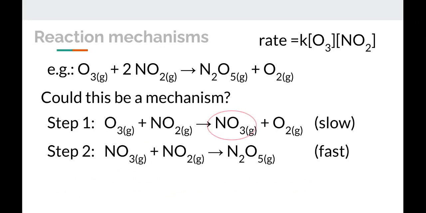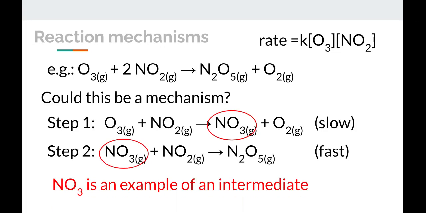As we examine this mechanism, we see the thing that canceled out there. This is an example of what we call an intermediate. An intermediate is produced in one step of a mechanism, and then it's consumed in a later step in the mechanism. So it's not in the overall reaction because it ends up canceling out.